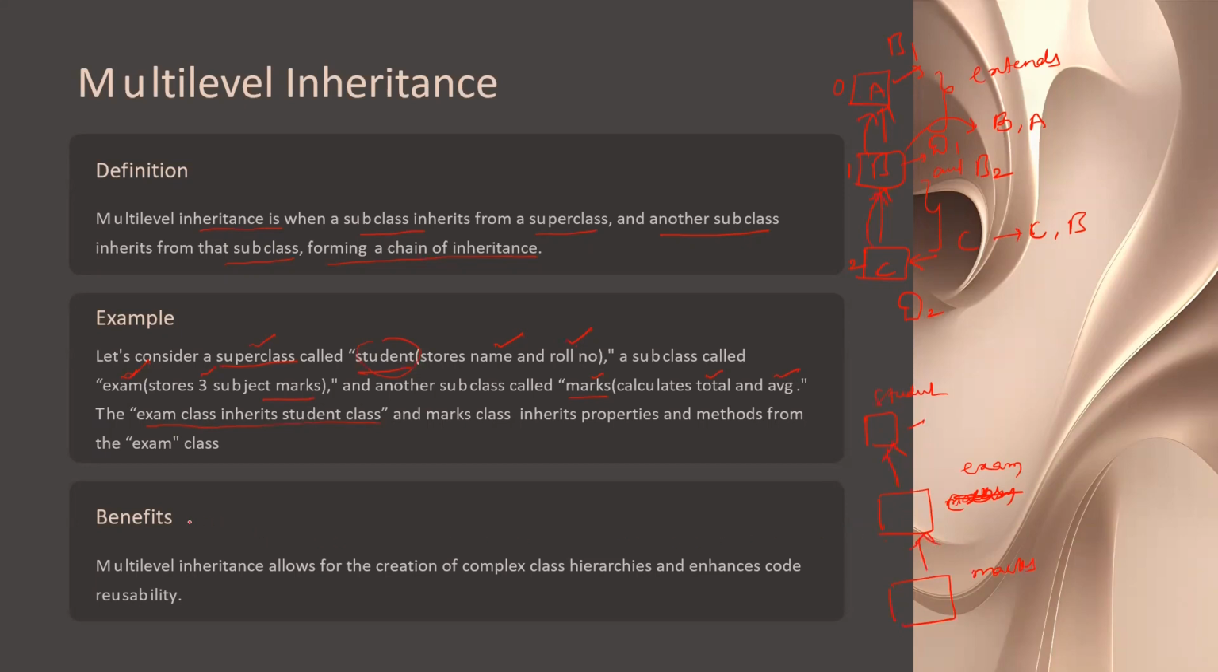So what are the benefits of this multi-level inheritance? It allows for the creation of complex class hierarchies and enhances code reusability. So the main advantage of inheritance, any type of inheritance, is perfect code reusability. Clear? So now we'll enter into the program.